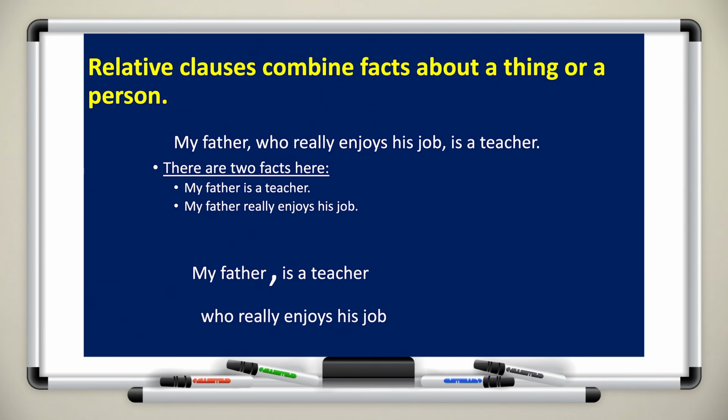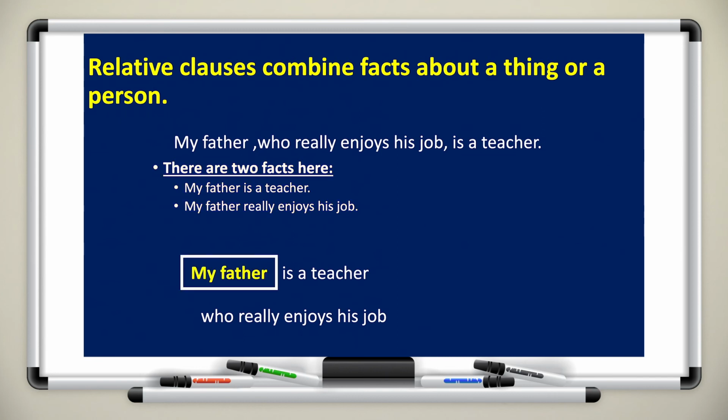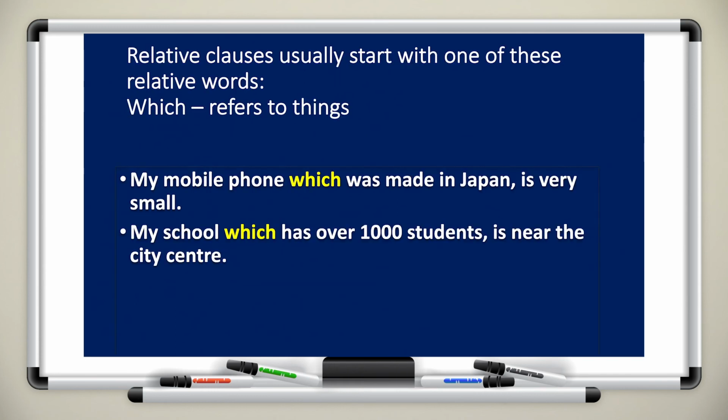Now, again, relative clauses can combine facts about a thing or a person, just as we saw earlier. Let's look at this sentence. My father, who really enjoys his job, is a teacher. So here, there are two facts. The first fact is that my father is a teacher. The second fact, my father really enjoys his job. So we're going to be using the relative pronoun who and say, my father is a teacher who really enjoys his job. Very simple.